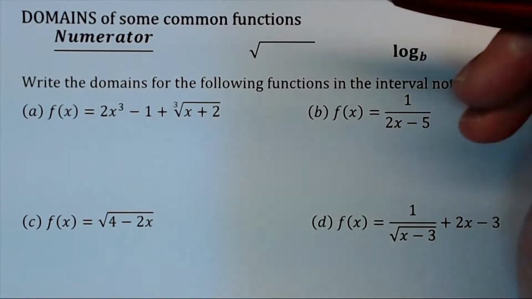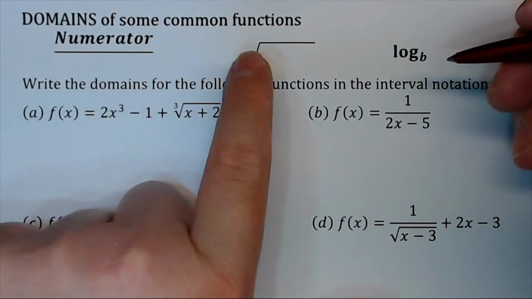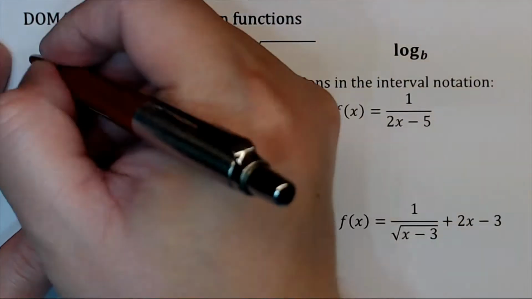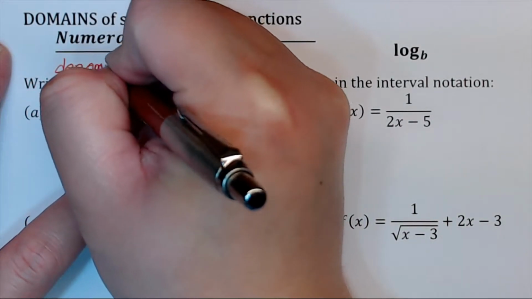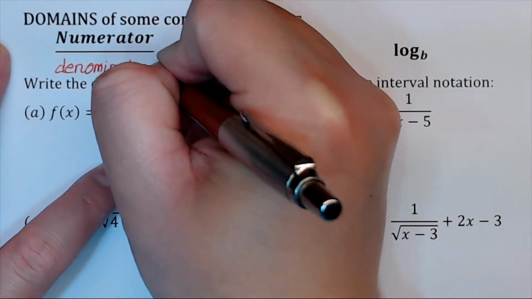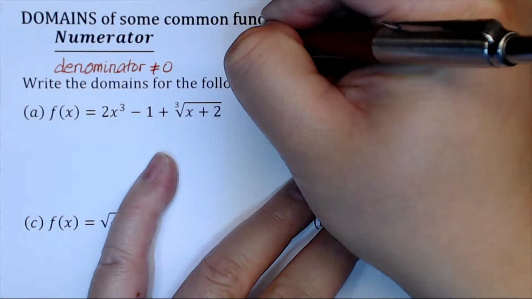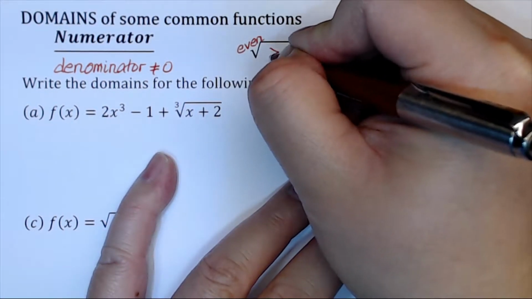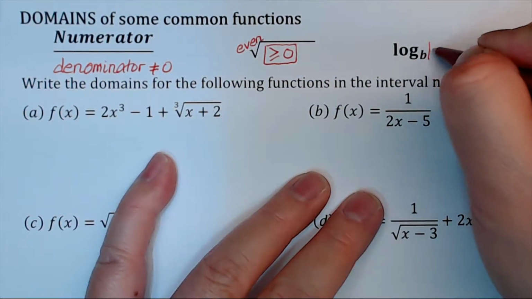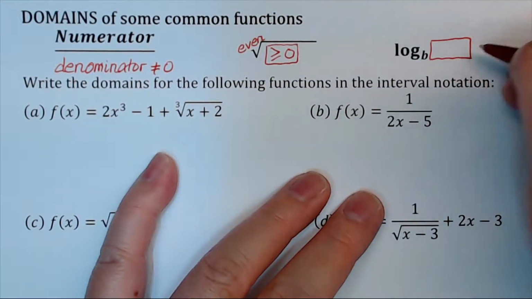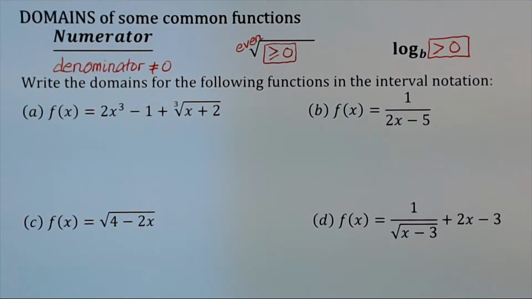In this problem, we are asked to find the domains of some common functions. There are three things we need to watch out for. The first one: the denominator is not equal to 0. The second one: under an even root, the expression has to be greater than or equal to 0. And for log, the argument of the log must be positive. Right, only those three things.